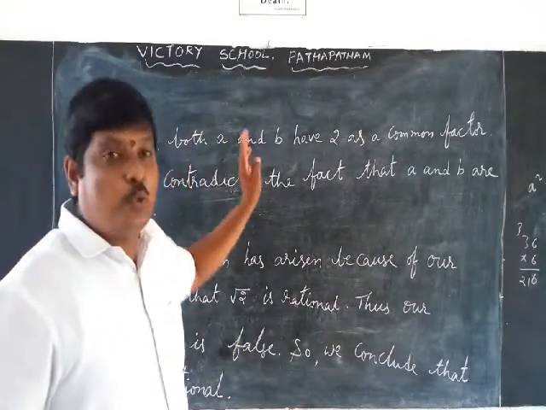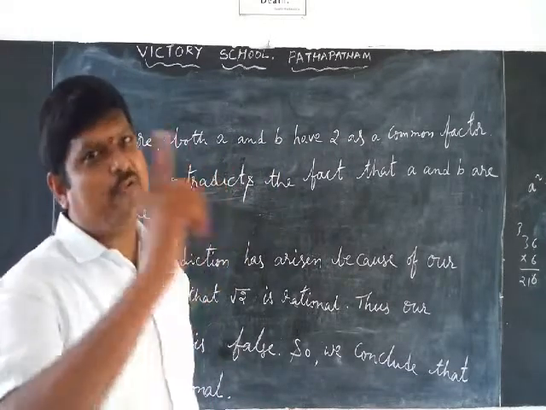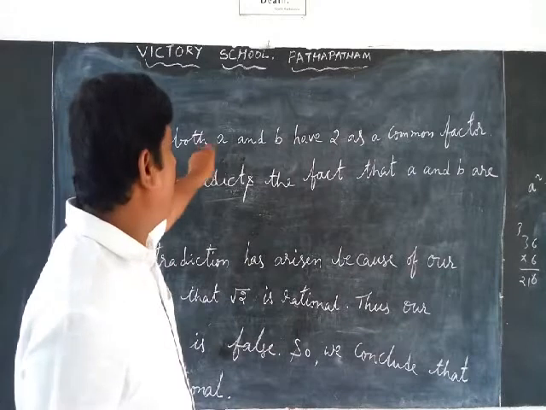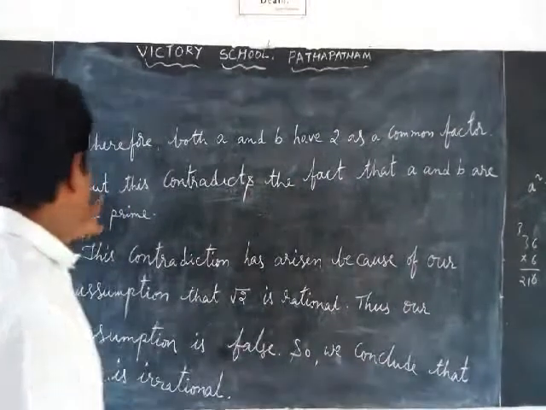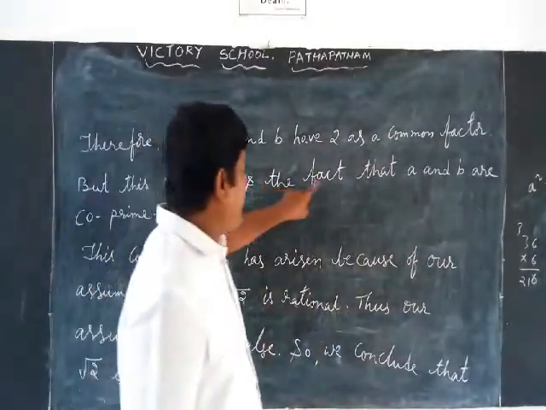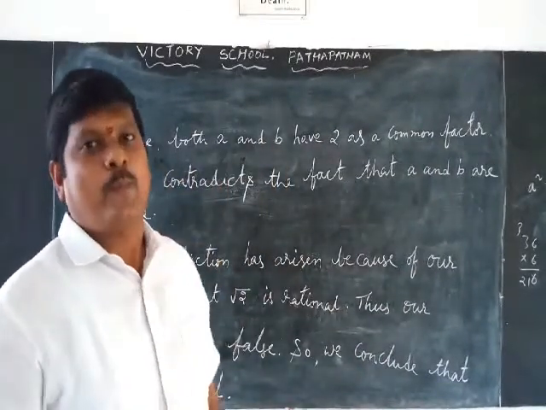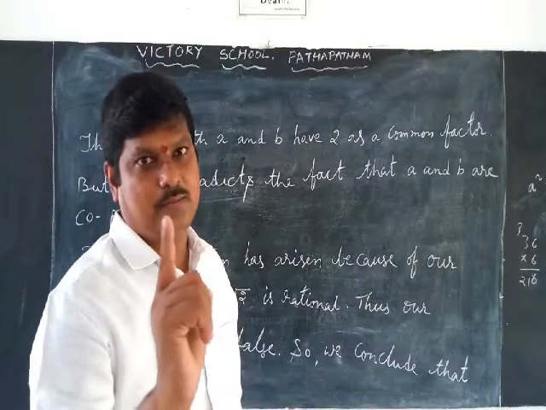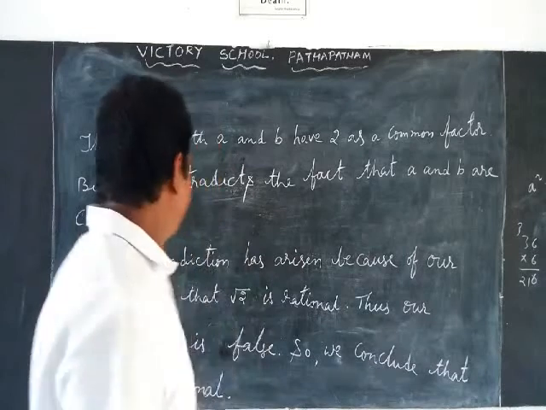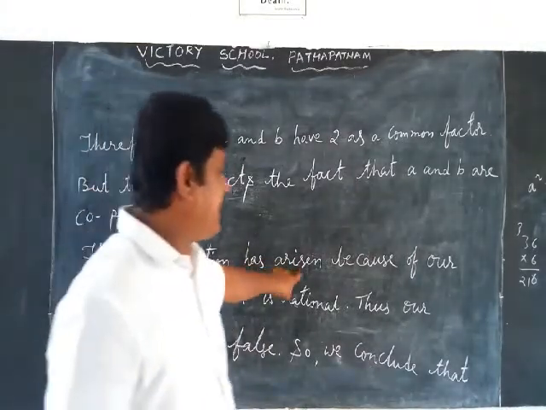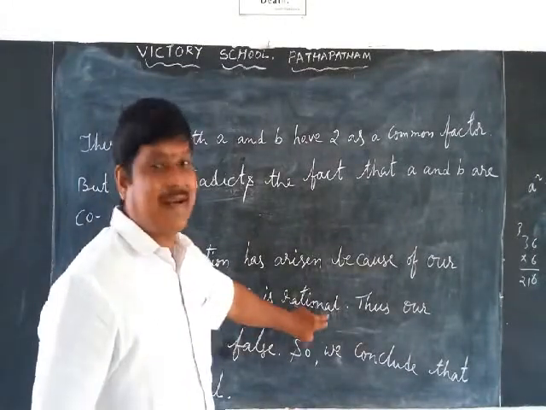Once again, here 2 divides a square and a. 2 divides b square and b. So therefore both a and b have 2 as a common factor. But this contradicts the fact that a and b are co-primes. Co-primes means what? The common factor is only 1. It will not be 2, 3, 4, anyone. Only 1. This contradiction has arisen because of our assumption that root 2 is a rational number.